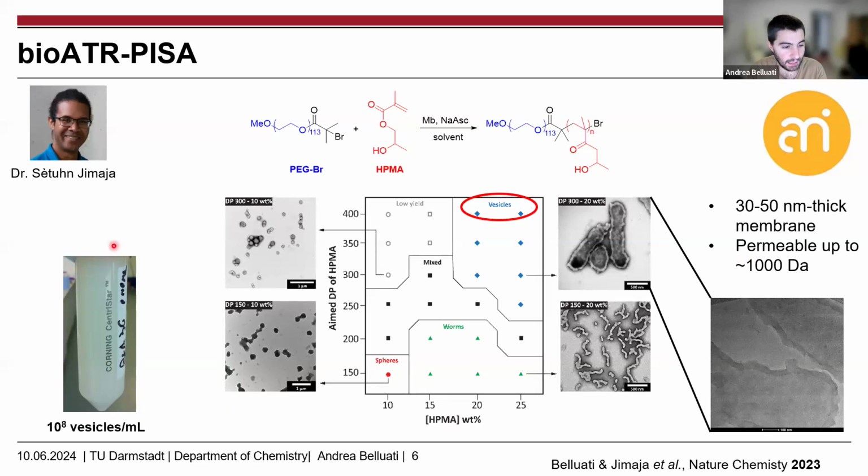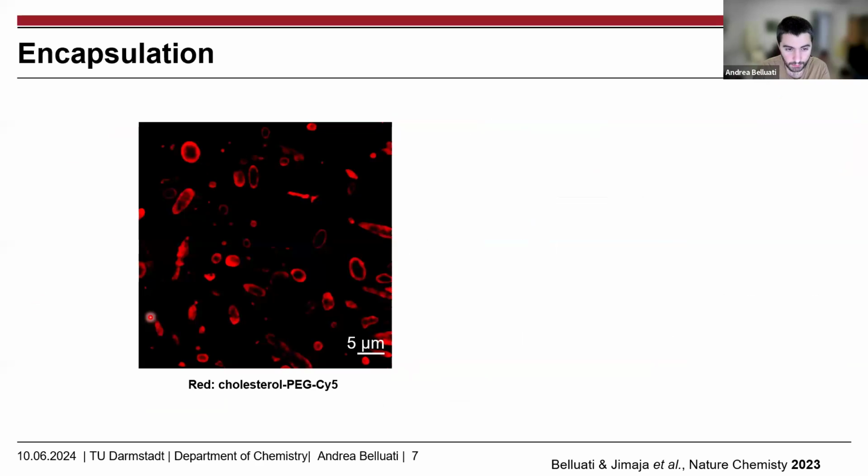You can see the result of a reaction is a very thick and dense reaction with an estimated amount of vesicles of 10 to the 8th vesicles per ml. So pretty nice and pretty high yield. This is how they look like at the confocal microscope. The red is coming from the labeling of the dye using a cholesterol PEG dye that inserts into the hydrophobic membrane. They are pretty diverse in shape and size.